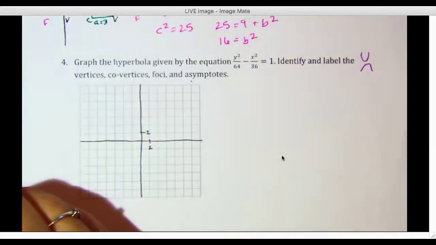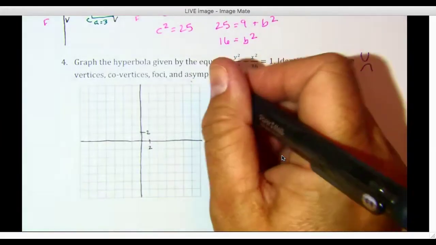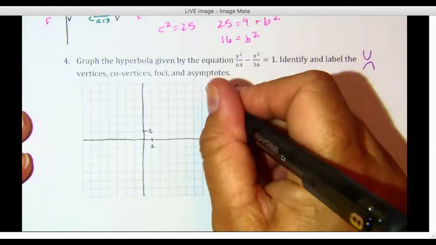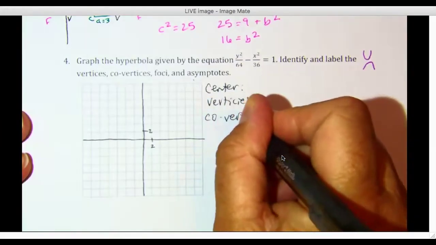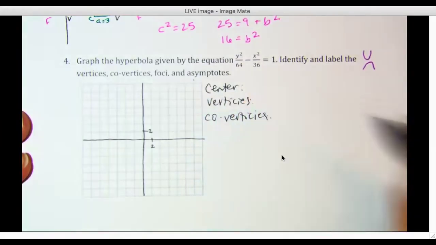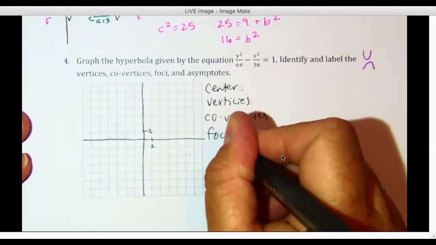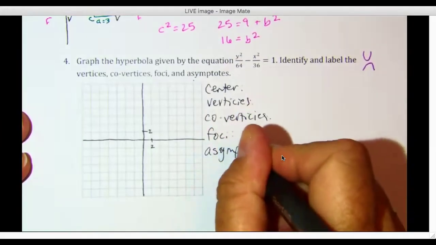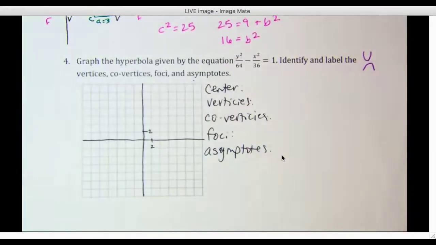So this question asks us to find several pieces. I'm going to add a couple to the list here. Let's also find the center, which we just said what it was, the vertices, the co-vertices. Not exactly co-vertices because they're not points on the graph, but we'll call them that. The foci, the asymptotes. Okay. So this is the first time we'll be finding the asymptotes, so I'll show you how to do that.